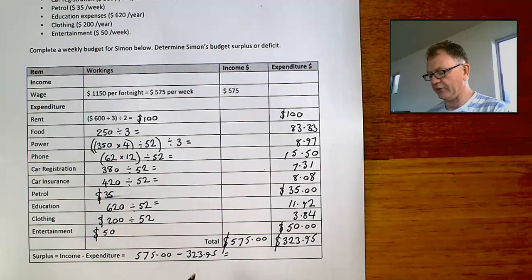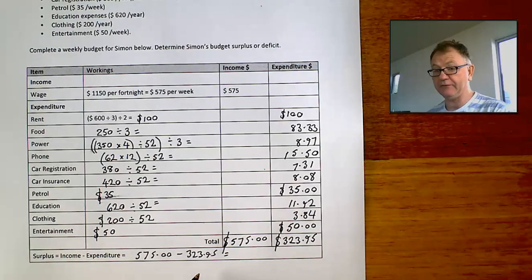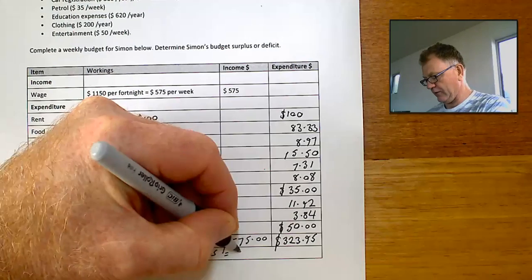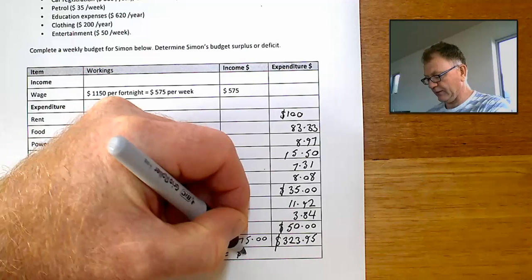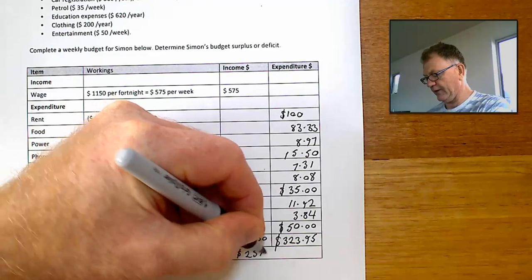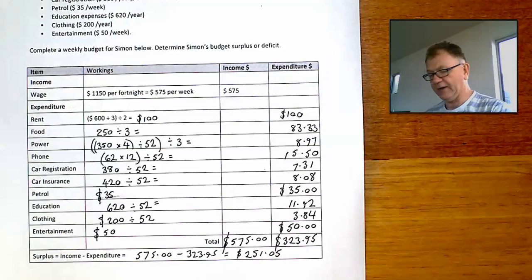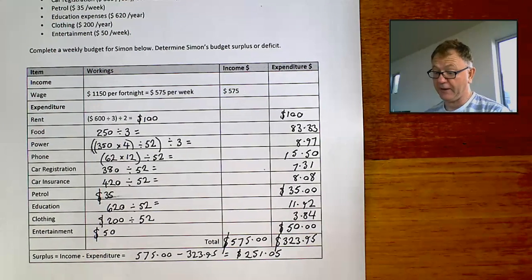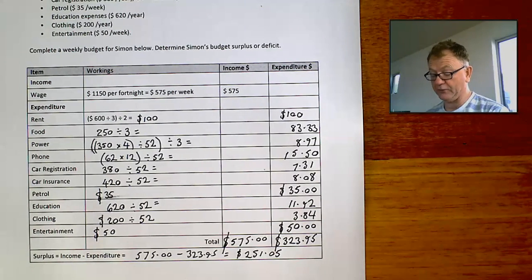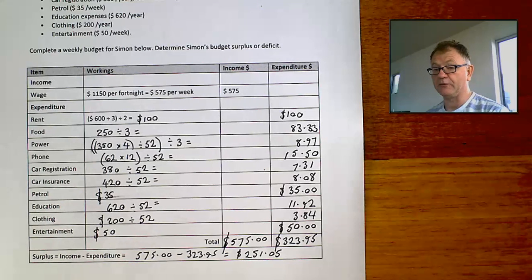If you take away the $323.95 from what he earns, he'll have a weekly surplus of $251.05. If it was the other way round and his budget showed that he was expending more than he was earning, that would be what we would call a deficit budget.